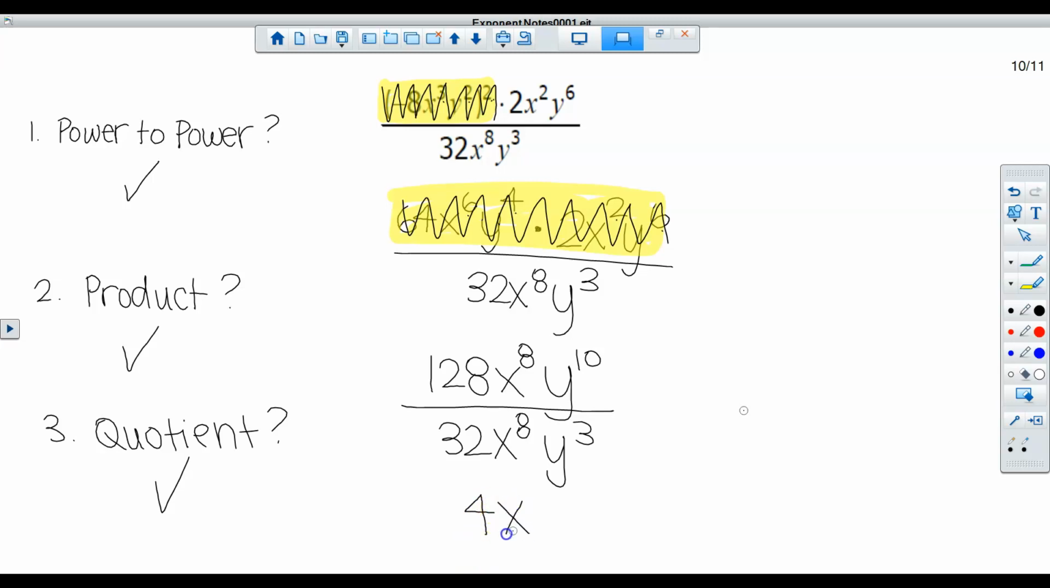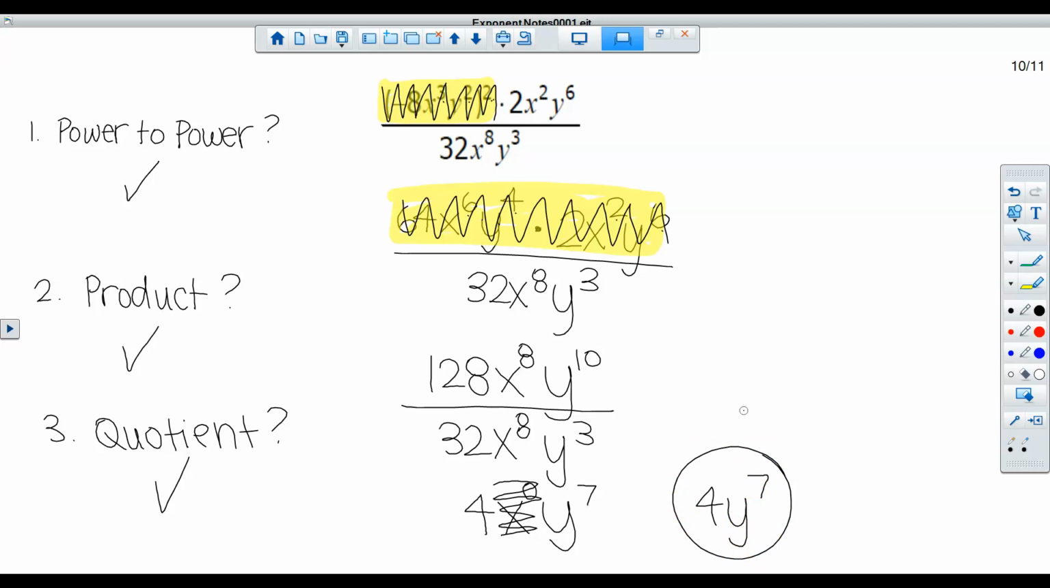Now I deal with my variables. And since this is quotient rule, I should be subtracting the 2 exponents for each variable. So for the x's, I'm going to do 8 minus 8, which is 0. And for the y's, 10 minus 3, which is 7. Now I have to look at this and say, okay, I have an answer. Can it be my final answer? And this time it's no, because of that x to the 0 power. Now we know that means x is repeated 0 times in the answer, so it just goes away. So on this problem, your answer should be 4y to the 7th.